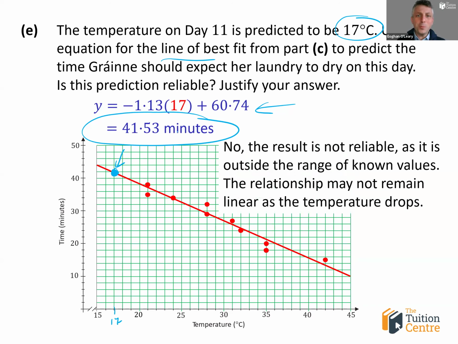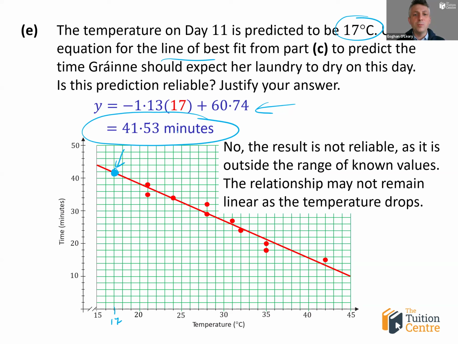Now, you can interpret your answer differently. So this is a controversial one. You can say, no, the result is not reliable as it's outside the range of our known variables. What we've recorded so far, our lowest temperature was 21. And the relationship may not be linear as the time drops. So we have a line of best fit for the range of values between 20 and 42, but lower than 20 and higher than 42, it might not be a linear relationship.